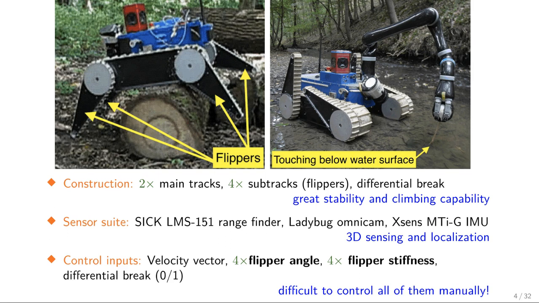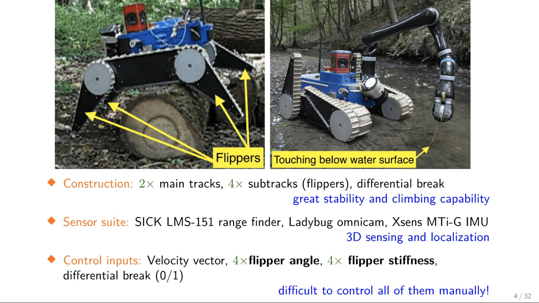For the motivation, it has what we call flippers. It's a tracked robot with these tracks, such that it can traverse obstacles and stairs. The flippers have additional motors that can rotate them around, so it can change its configuration. That's an important control parameter: what the angle of the flippers should be, if there is an obstacle in front of you, or a hole, like a pit in front of you. So 2 main tracks, 4 sub-tracks.